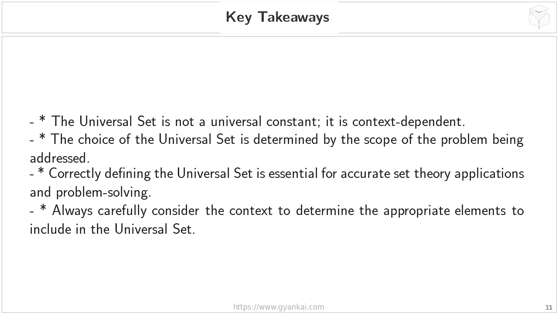So that's it. We've covered the core idea of the universal set and how it adapts to different situations. Make sure you practice identifying the context and defining the universal set in various problems. This skill will be incredibly valuable as you continue your study of set theory and beyond.